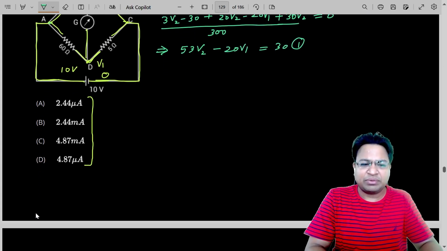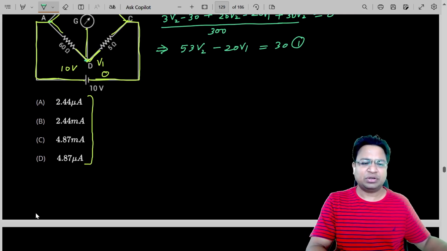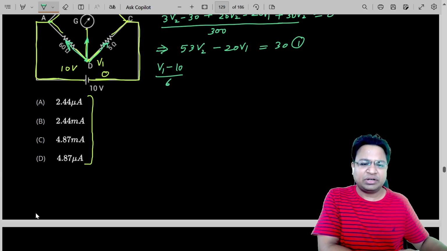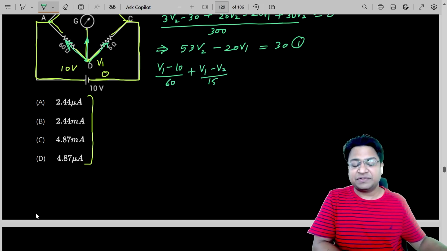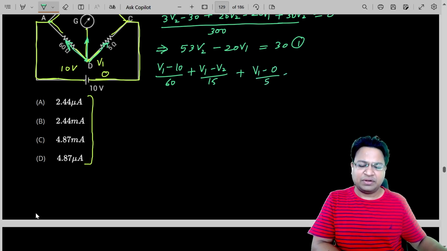Now I need another equation, and to write another equation, I'm going to make use of this point D. Again, I'm going to write the net outflowing current from this point. V1 minus the potential of A, which was 10. So V1 minus 10 divided by 60, plus V1 minus V2 divided by 50. That's the current going in the galvanometer in the upward direction, that is from D to B. And the third term would be V1 minus 0 by 5, equal to 0.